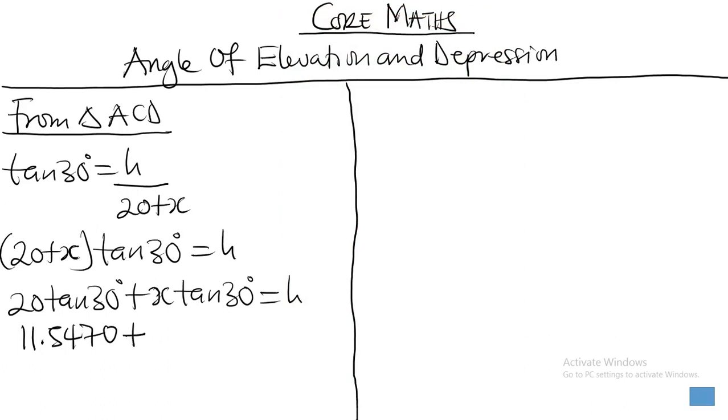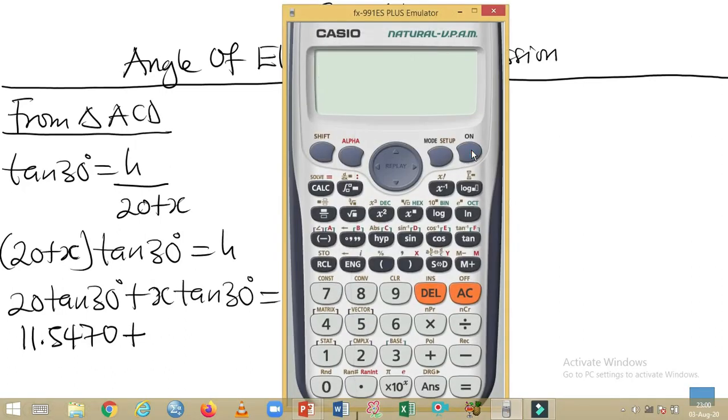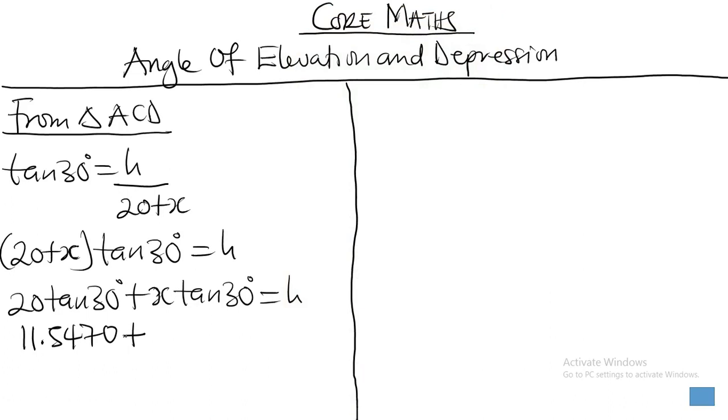So we are going to have 11.5470 plus, let's find the tan 30 again. Okay, we had 0.5774. So tan 30 is 0.5774, so 0.5774x equals H. I hope you are following.